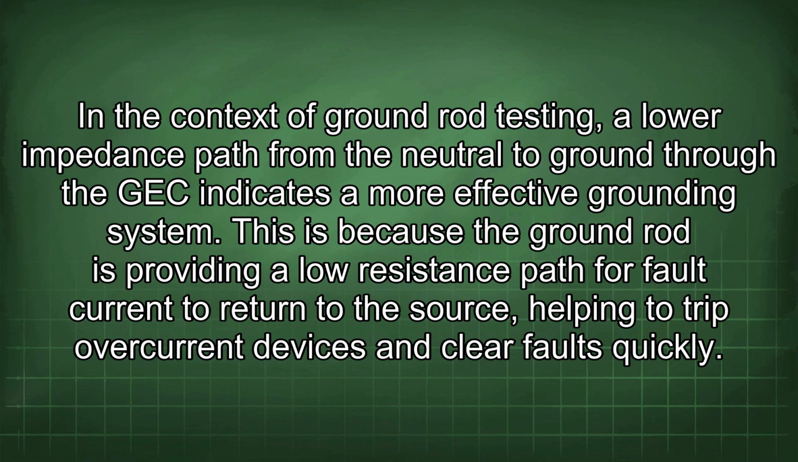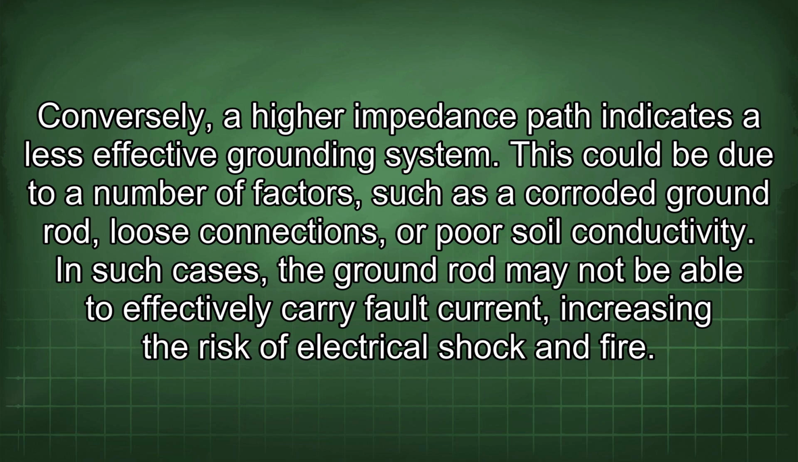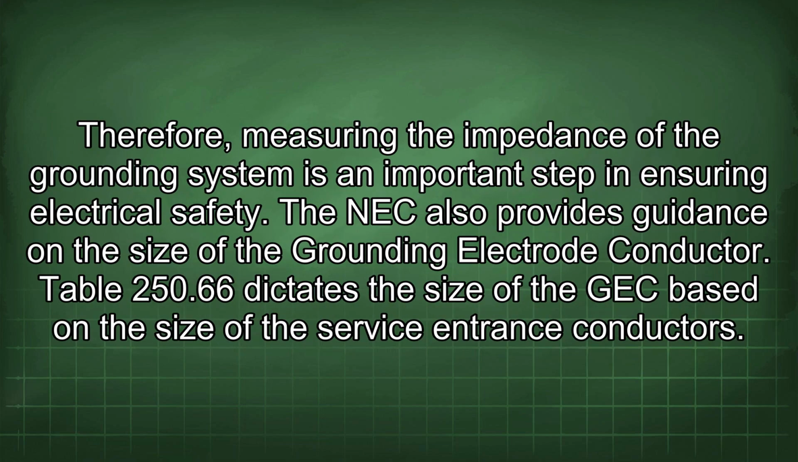This is because the ground rod is providing a low resistance path for fault current to return to the source, helping to trip overcurrent devices and clear faults quickly. Conversely, a higher impedance path indicates a less effective grounding system. This could be due to a number of factors, such as a corroded ground rod, loose connections, or poor soil conductivity. In such cases, the ground rod may not be able to effectively carry fault current, increasing the risk of electrical shock and fire. Therefore, measuring the impedance of the grounding system is an important step in ensuring electrical safety.